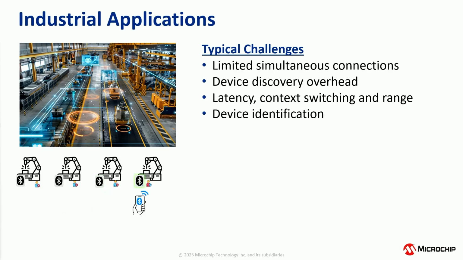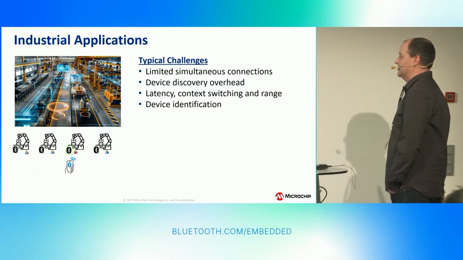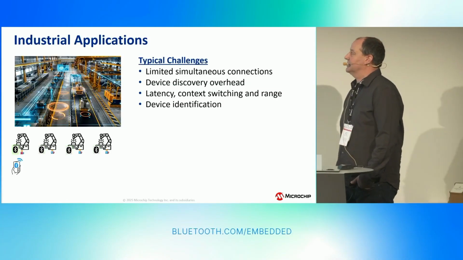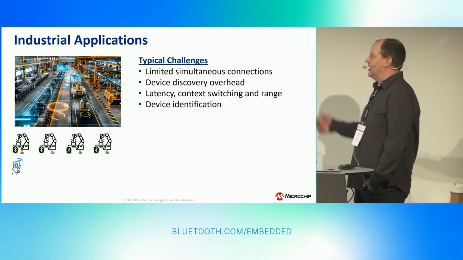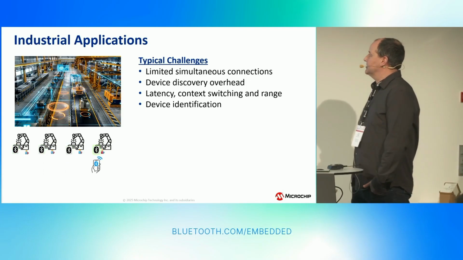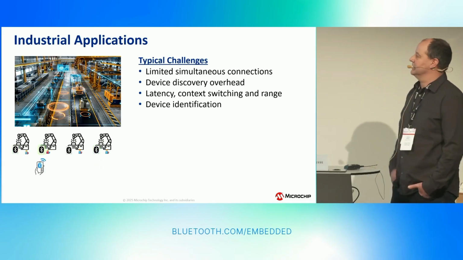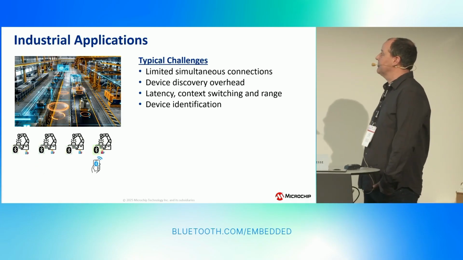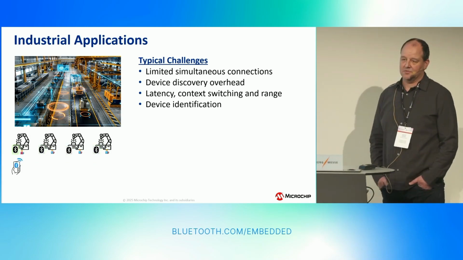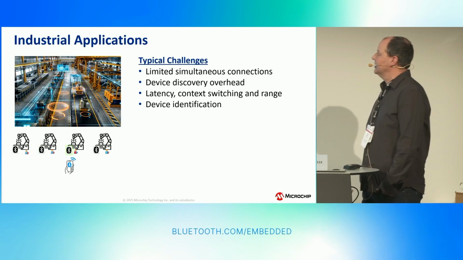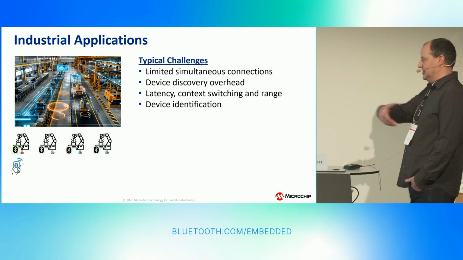Typical challenges here are you have a limited number of simultaneous connections because every connection needs resources such as memory and processing power. You have a device discovery overhead. You have to connect, disconnect, which needs some time. Latency, context switching, and range. Latency: you need a low latency. Context switching means you switch between central and peripheral, or between different protocols, and that is a challenge. And you also have a range issue: the stations are widely distributed.